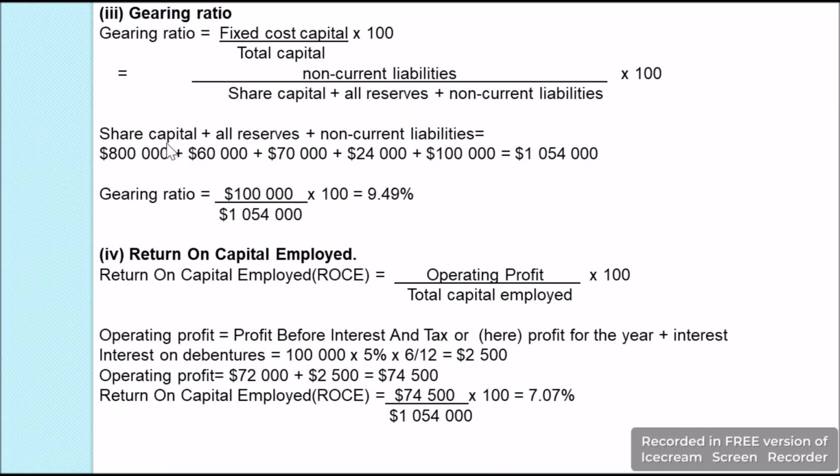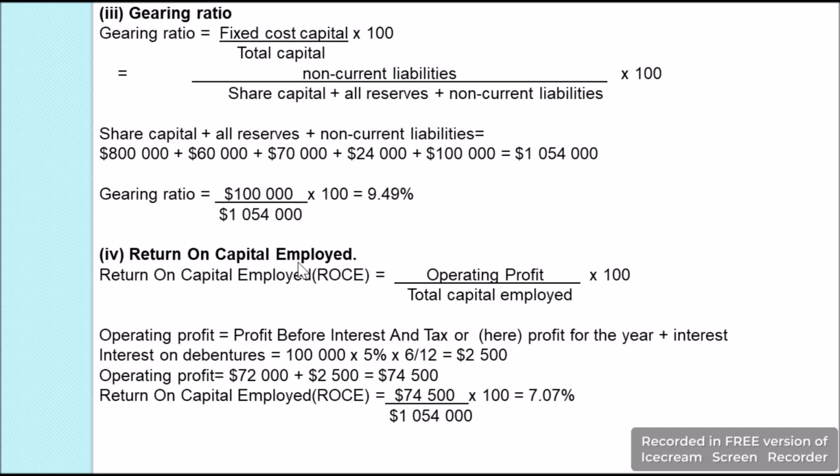So to get this total capital, we'll take the share capital which was given as $800,000 and all the reserves, in which we have the share premium reserve as $60,000, revaluation reserve as $70,000, the retained earnings which was $24,000, and the non-current liability which is $100,000. So we'll get the total capital as $1,054,000. Now our gearing ratio will be $100,000, which is our non-current liability, divided by the total capital, which is $1,054,000, times 100. We'll get the gearing ratio as 9.49%.